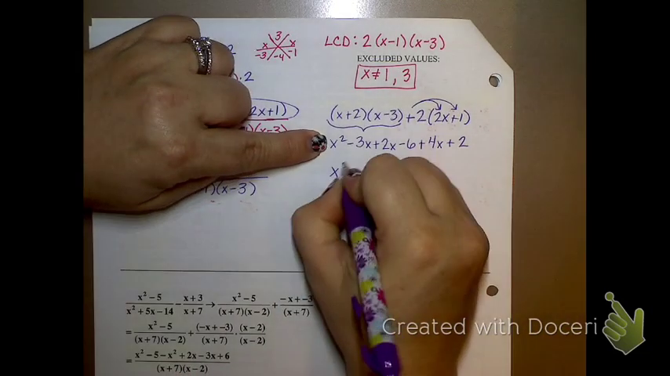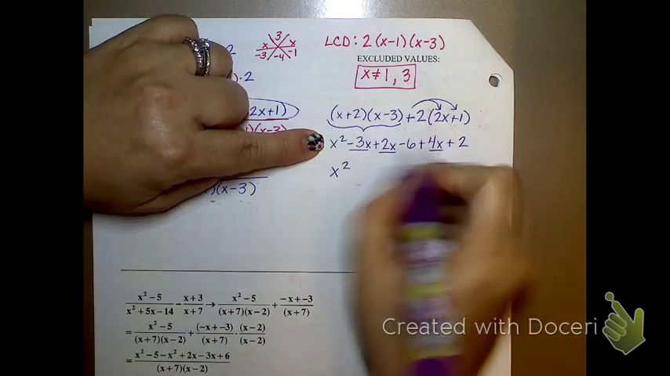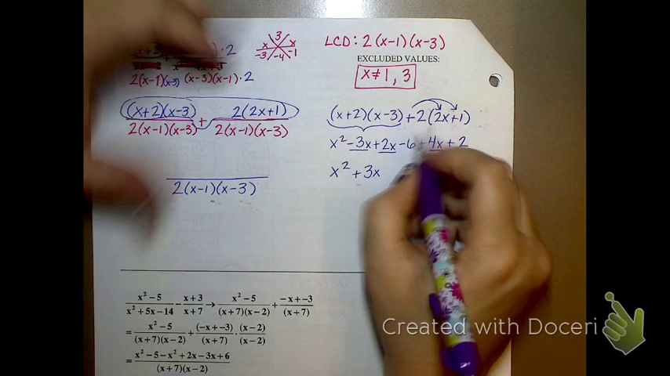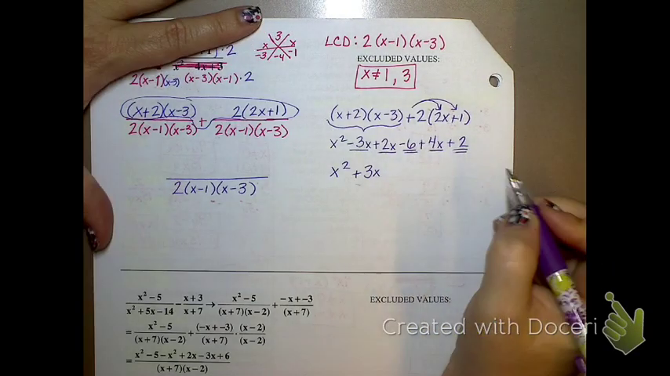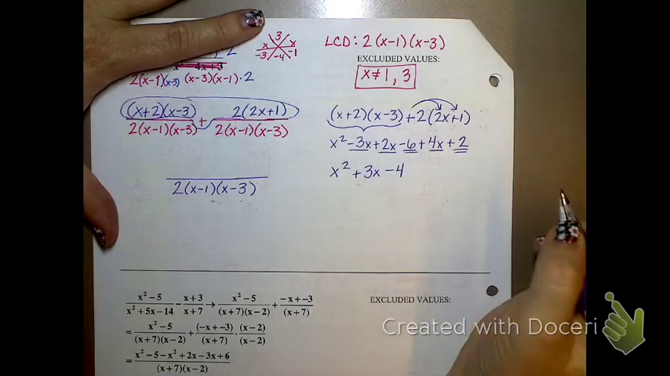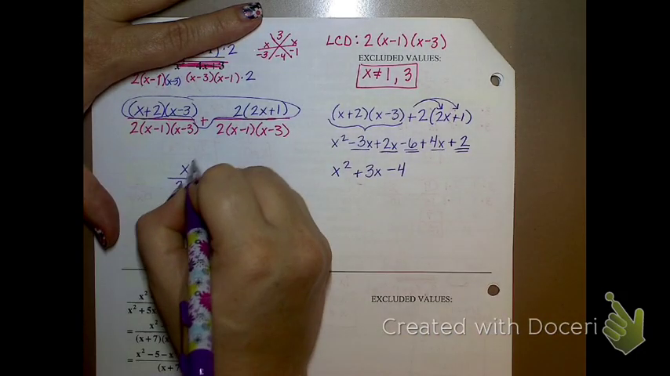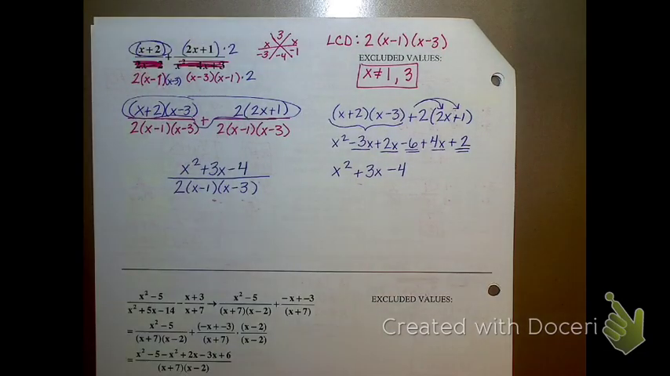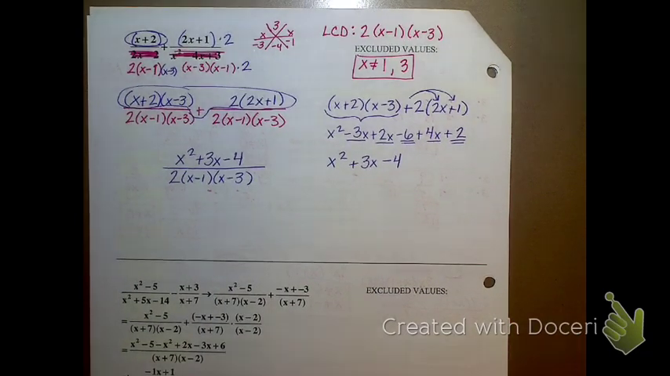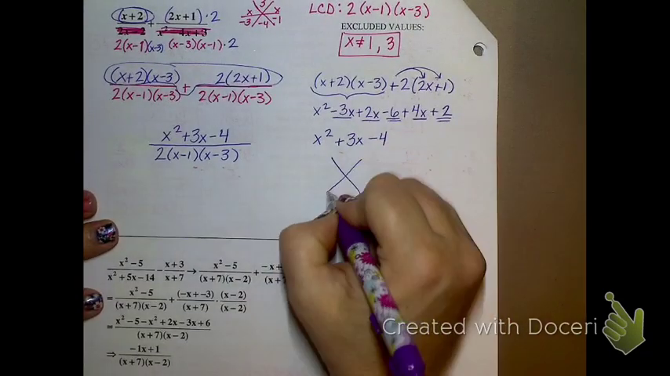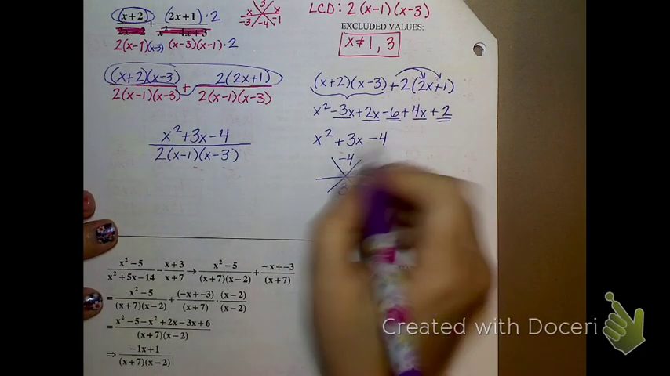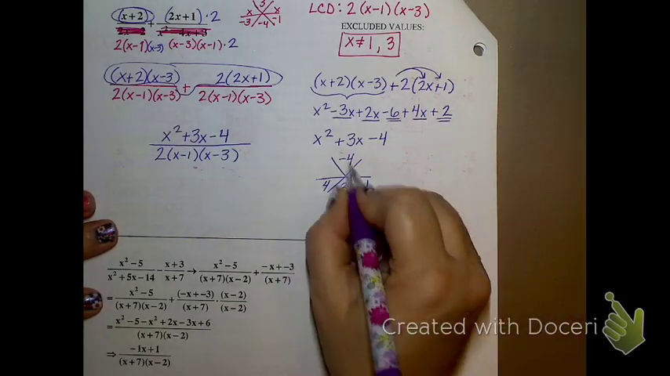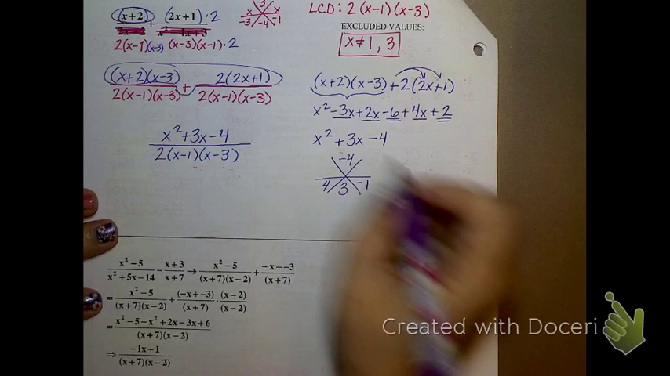I have x squared. How many x's do I have? Negative 3 plus 2 is negative 1, plus 4 would be 3x. And then a negative 6 and a positive 2 would be negative 4. So what I have here is x squared plus 3x minus 4, now that I've added those and simplified them. Last thing I have to do, check and see if I can snowflake this. Negative 4 and 3. I think I can have 4 and negative 1, right? 4 times negative 1 is negative 4. 4 plus negative 1 is 3.